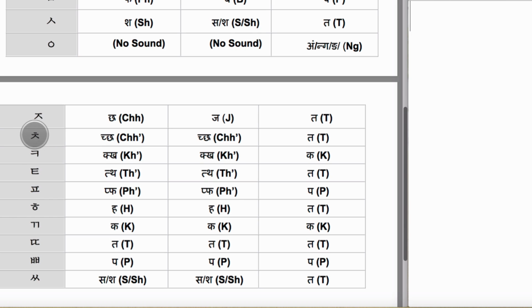Okay, then we have this aspirated chiat. It is cha in the beginning or in the middle and ta when it appears in the Pachim. Aspirated Kkeok is also kha in beginning or middle and ka in the Pachim. Thiat is also tha in the beginning or middle and ta in the Pachim. Phiap is pha in the beginning or middle and pa in the Pachim position. Hiat is ha in the beginning or middle and ta when it appears in the Pachim position.